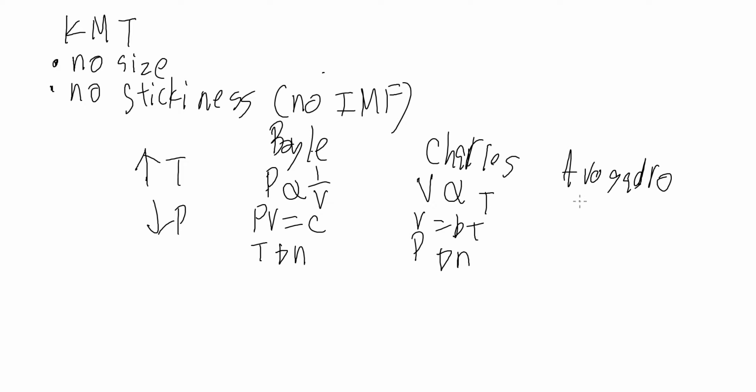And what Avogadro said was that volume, or pressure rather, is proportional to moles, because if you remember Avogadro's number, he was all about the moles. So basically, P equals Cn, rather An, I should say, because we've already used C. And this operates under the condition that temperature and volume were constant. Okay? And so if you combine all of these together, you get PV equals NT.